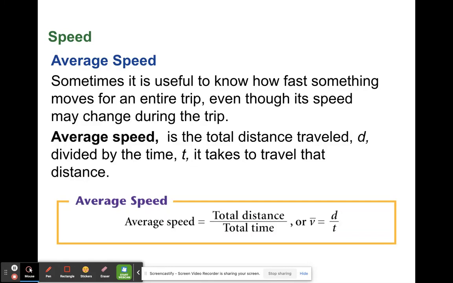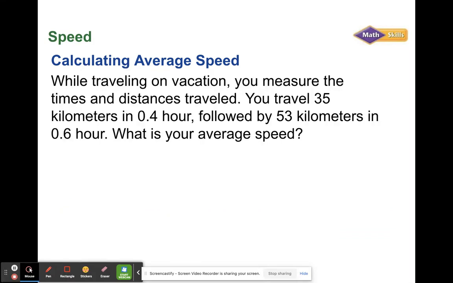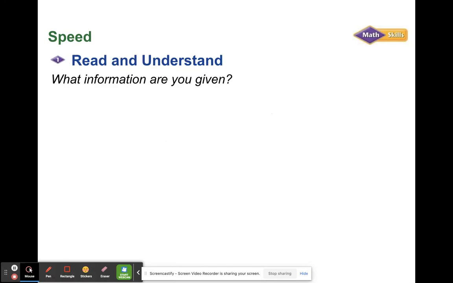Now, the short formula for that is the average velocity, and we'll talk about the difference between speed and velocity in a second. So let's look at this. It says, while traveling on vacation, you measure the times and distance traveled. You travel 35 kilometers in about 0.4 hours, and then you travel 53 kilometers in 0.6 hours. What's your average speed? Now, this is almost identical to your reading guide problem.